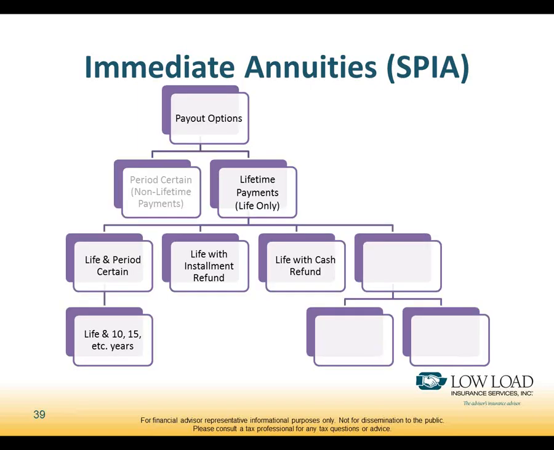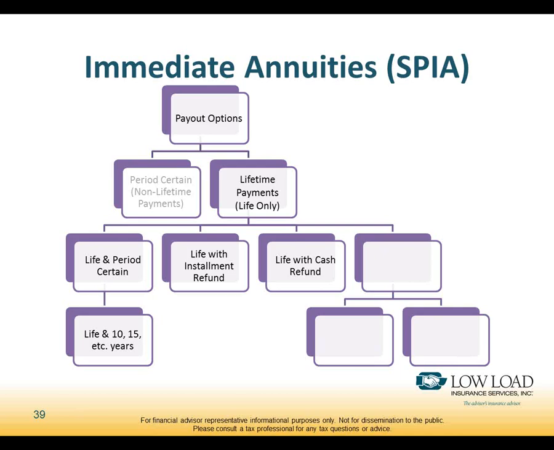Lifetime payouts. This is the more common type of payouts that we see with immediate annuities. Lifetime payout is going to pay for as long as that client's alive. Once they pass away, payments stop. It provides the highest guaranteed income out of any product that is available.